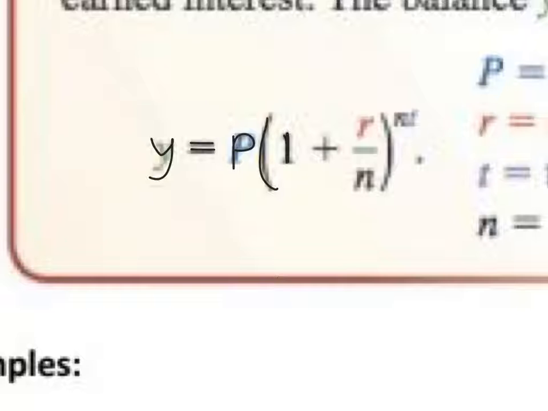Notice how this is the same. You add it to 1 because it's increasing and it's exponential growth. And then the rate as a decimal divided by n. Then up here is nt. I didn't copy well, so I'm sorry. That's what that says on your notes, though.